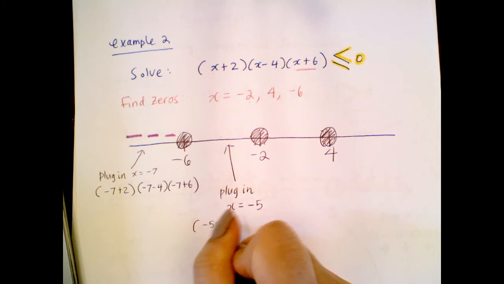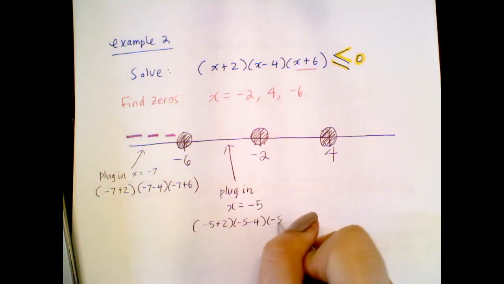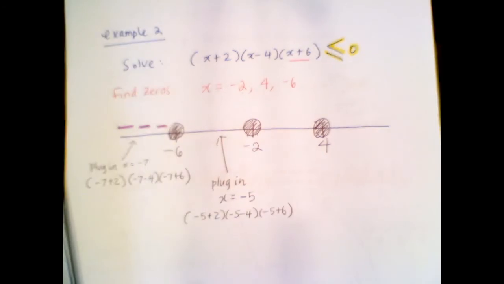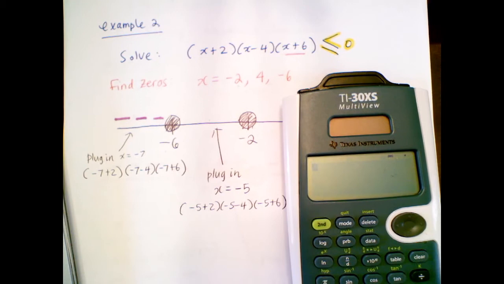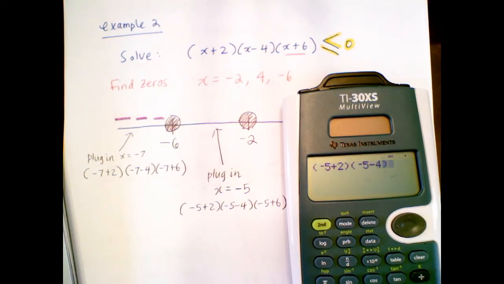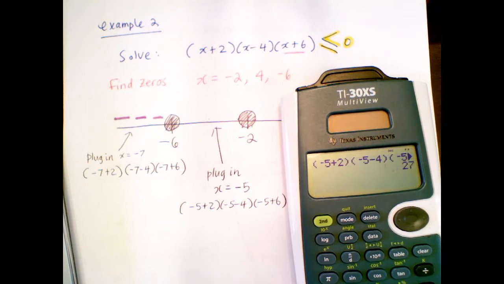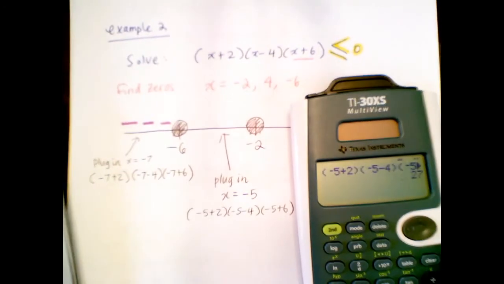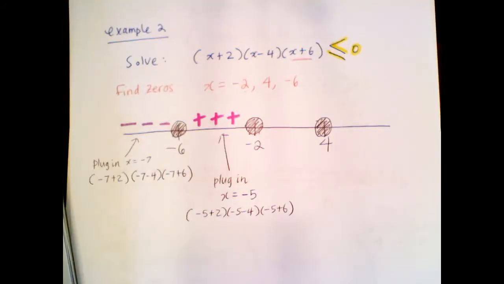Then negative 5 plus 2, negative 5 minus 4, negative 5 plus 6. Let me see what that's going to give me. I am expecting to get a positive number, right? Negative 5 plus 2, negative 5 minus 4, negative 5 plus 6. That gives me a positive 27. Not that we care about the number 27, we just care that it came out to be a positive number. So I'll just put plus, plus, plus, plus here. Got 2 more regions to test.